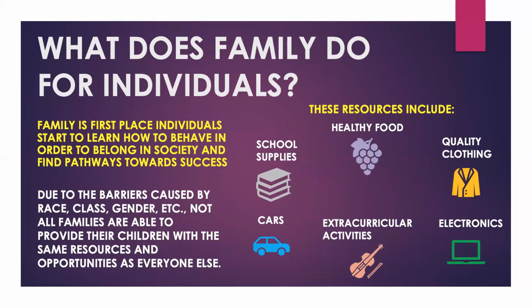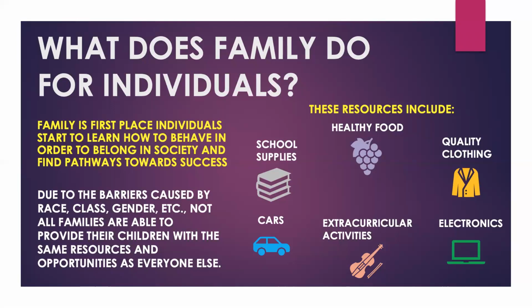So what does the family do for individuals? Again, family teaches kids how to belong and how to be accepted into society. It teaches kids how to behave around other people, so how to respond to authority figures. So you learn from an early age that if you're left with a babysitter, the babysitter's in charge. Or when your family sends you off to school, they teach you that you need to listen to the teacher. So they're teaching you a little bit about the social positions in a society.